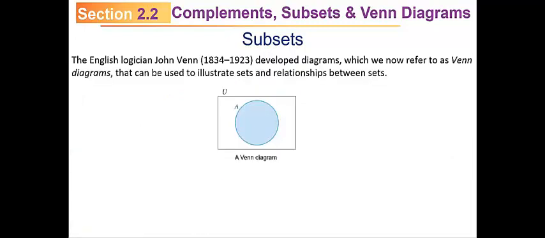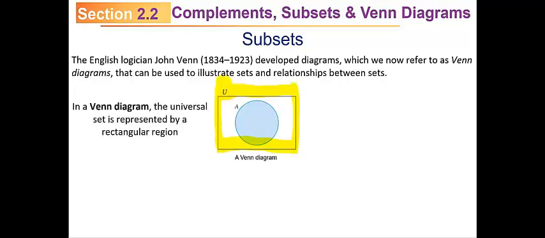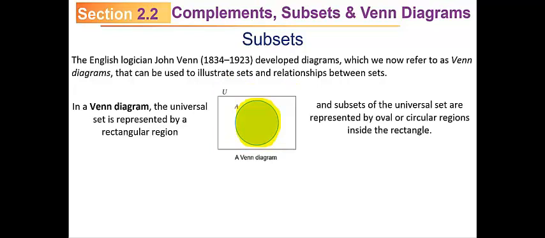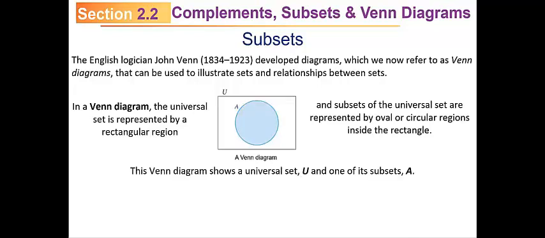The English logician John Venn, who lived from 1834 to 1923, developed diagrams which we now call Venn diagrams that can be used to illustrate sets and relationships between sets, and I find them extremely useful, and I think you will too. In a Venn diagram, the universal set is represented by a rectangular region, and the subsets of the universal set are represented by oval or circular regions inside of the rectangle. This Venn diagram in particular shows a universal set U and one of its subsets A.